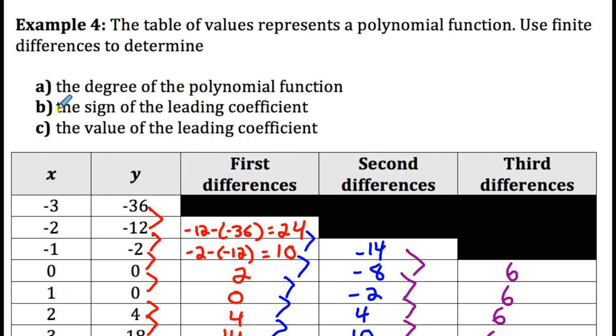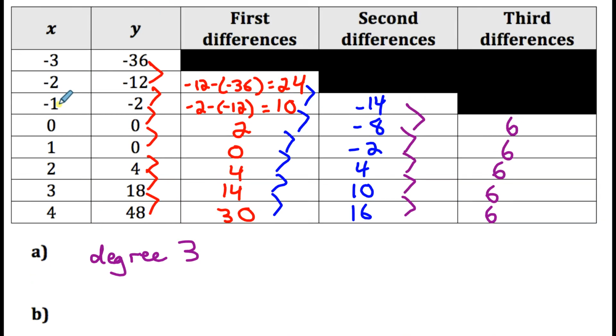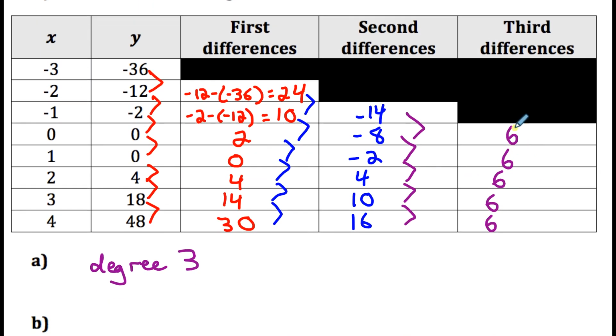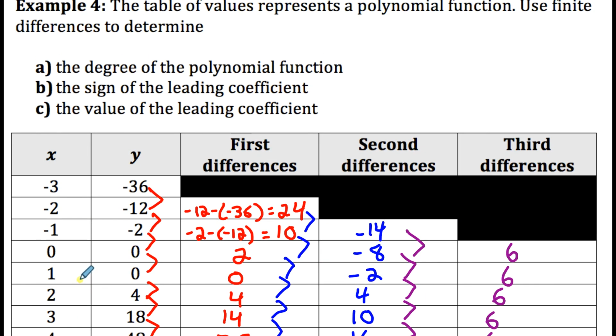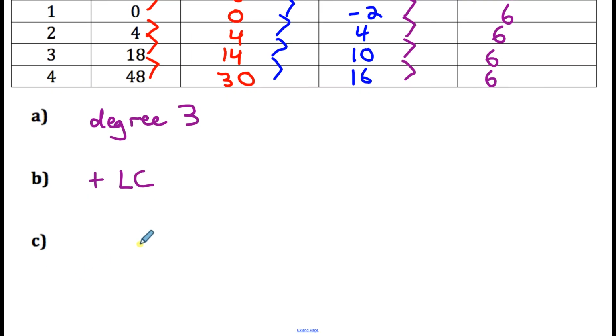Part B asks, what's the sign of the leading coefficient? Well, since the third differences are all positive 6, we know that the sign of the leading coefficient must also be positive, so it has a positive leading coefficient. Part C says, what is the actual value of the leading coefficient? Well, I told you a formula where it said finite differences equal a times n factorial, where a is the leading coefficient.